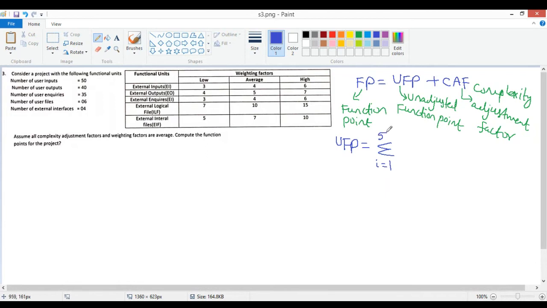Okay, 5 rows. And another sigma is talking about columns. So j is equal to 1 to 3. How many columns has been given? 1, 2, 3 columns. So here you have to do multiplication of z of ij and w of ij. What do you mean by this? Let us understand.